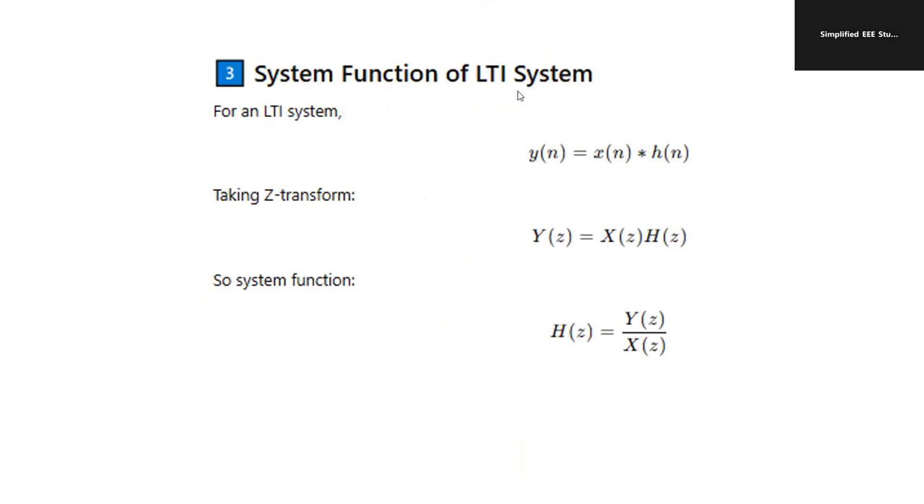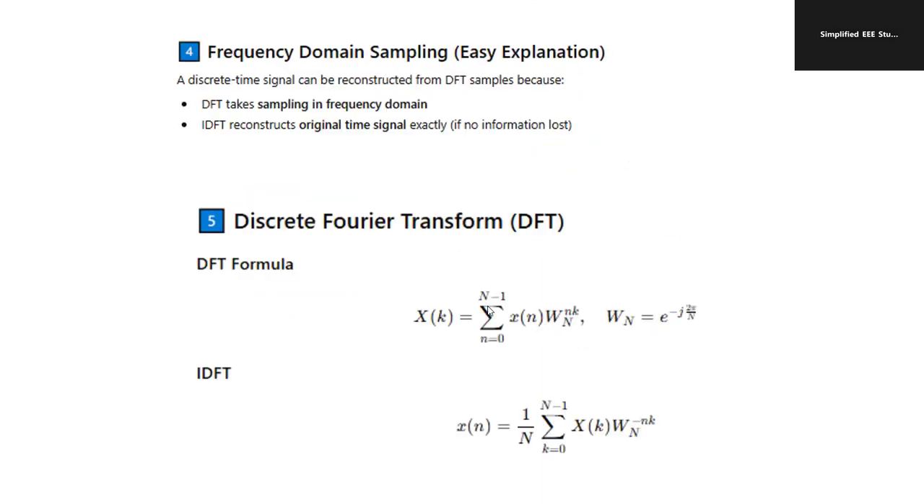System function of linear time invariant system. For an LTI system, y of n can be given as x of n convolution h of n. In taking the Z transform, Y of z is equal to X of z into H of z. Correct, we need to take the transform. So the discrete time signal becomes the Z transform, the Z domain. The system function H of z is equal to Y of z by X of z, where Y of z is the output and X of z is the input.